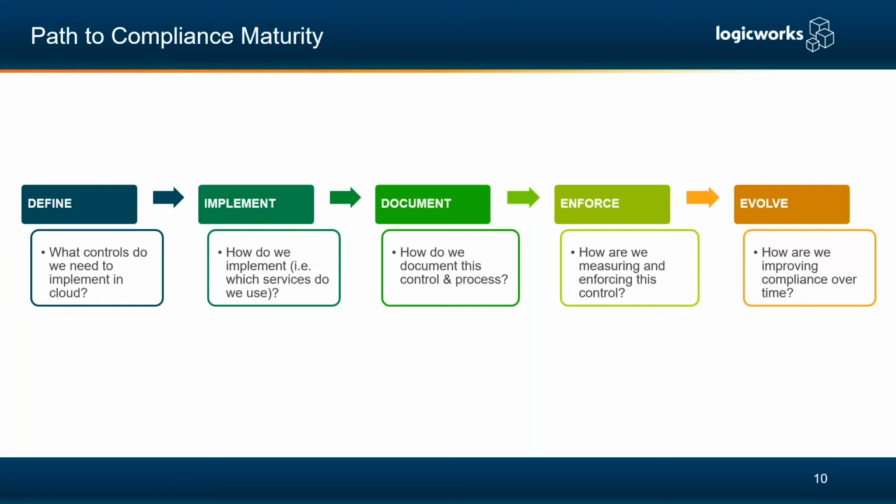Once we have that defined, then we need to identify how best to implement these controls using either cloud native or third-party solutions. And once implemented, of course, we have to document the process and the controls. And we also need to ensure that the controls that we spent so much time defining and implementing are enforced. And lastly, we seek out ways to evolve and improve the process of implementing compliance.